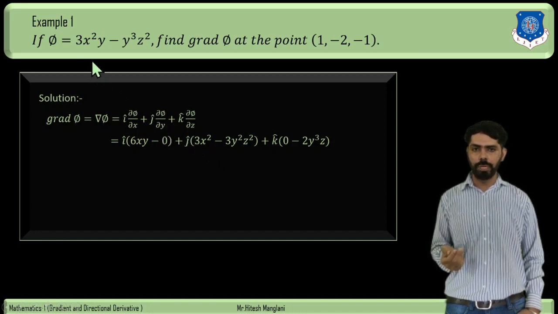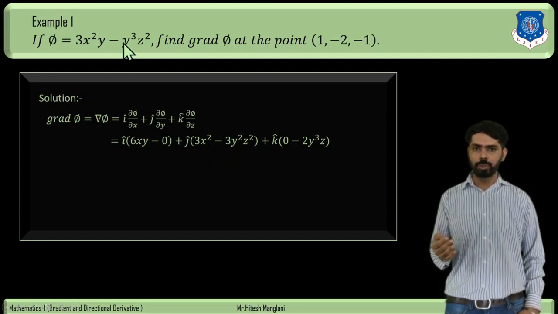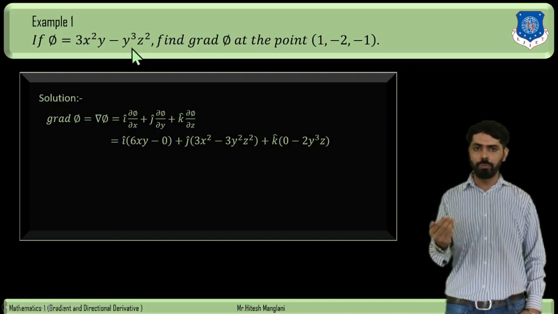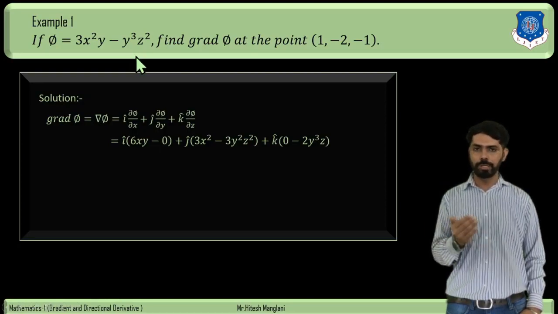That means we will have to take the partial derivative of phi with respect to y. So x and z will be constant. Here 3x square will be as it is, and the derivative of y with respect to y is 1. So here it will be 3x square minus, for the second term y cube z square, the derivative of y cube with respect to y will be 3y square, because we know the formula that the derivative of x raised to n is n into x raised to n minus 1. So here it will be 3y square into z square, plus k cap.